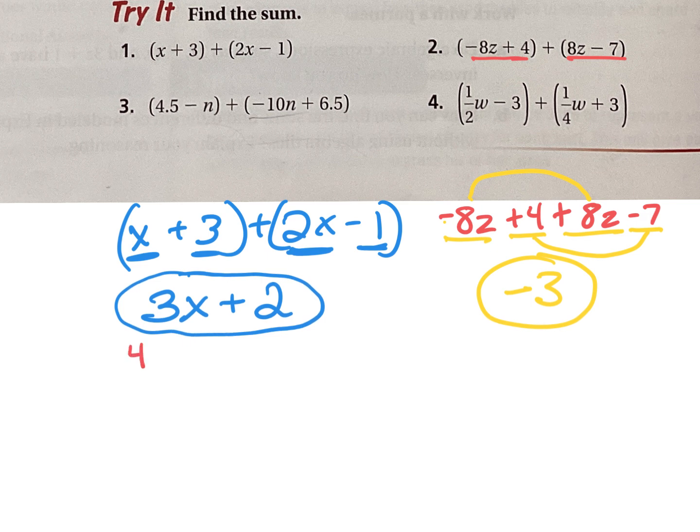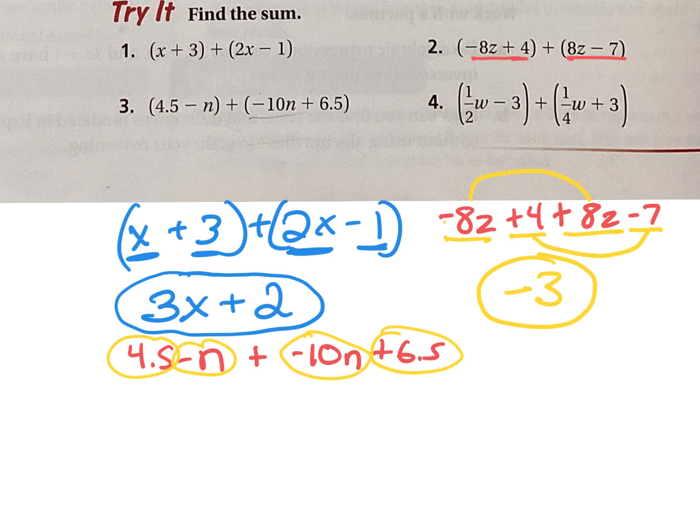All right, let's do number 3. We have 4.5 minus n. Can't do anything, so I'm going to leave that like that. Plus negative 10n plus 6.5. All right, so I have my four terms. I'm going to put the like ones together. This 4.5 is a constant, and this 6.5 is a constant. When I add those together, I get 11. Okay, so that's a positive 11.